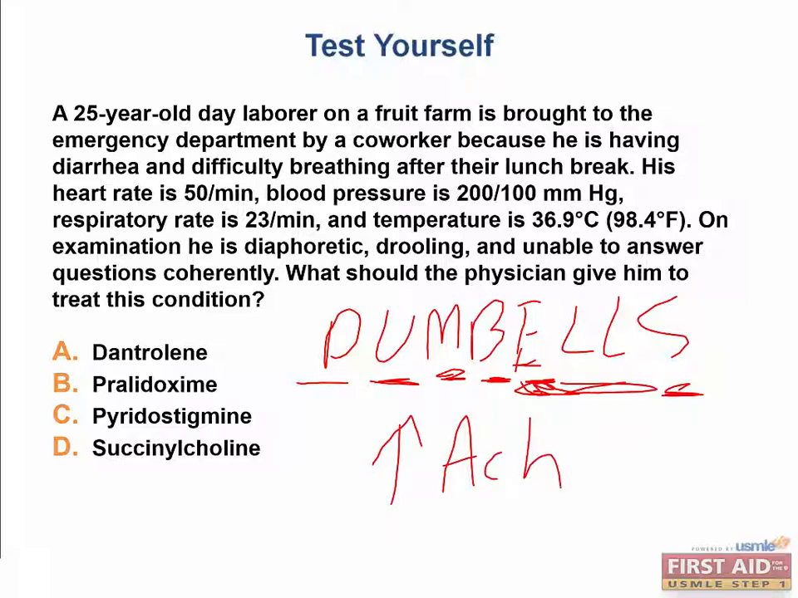So what do you think will be the remedy in this situation? The answer is pralidoxime, which helps degrade the acetylcholine and competitively binds for the acetylcholine receptors.